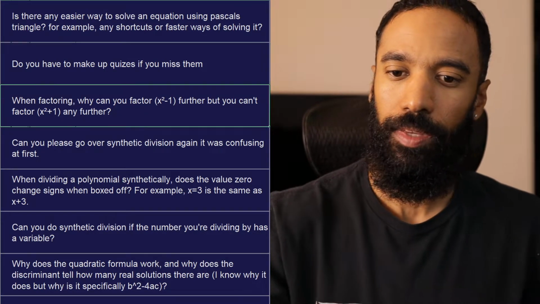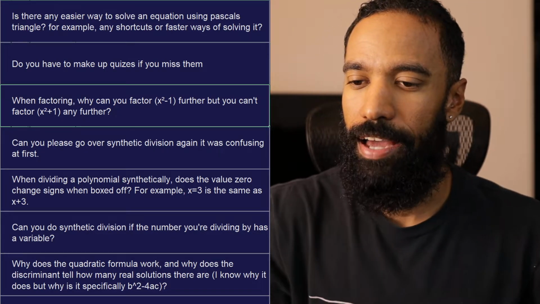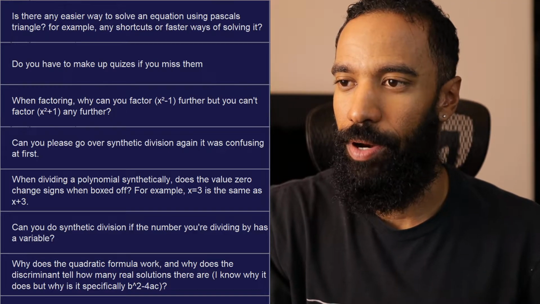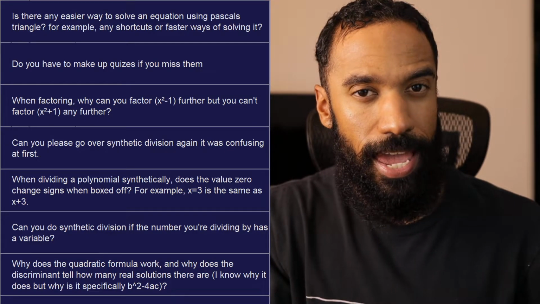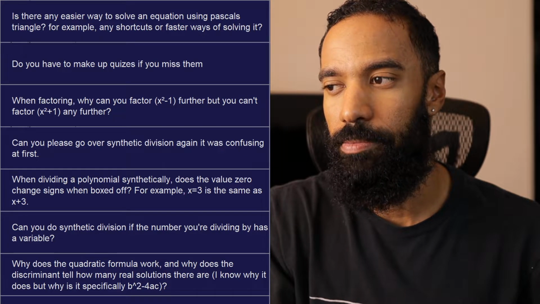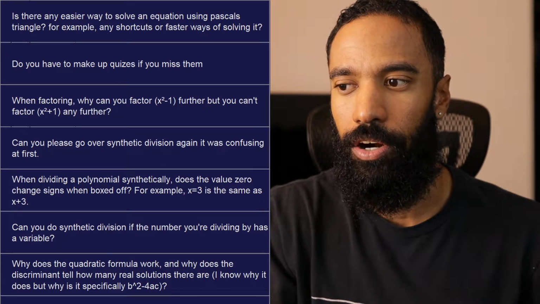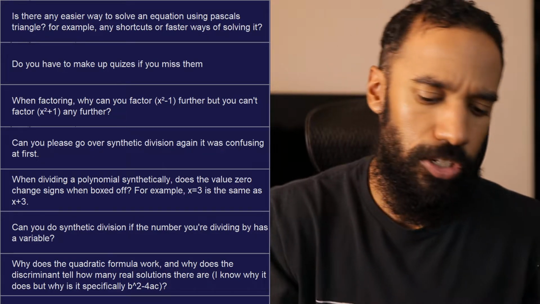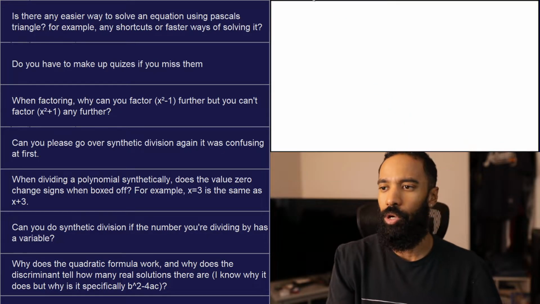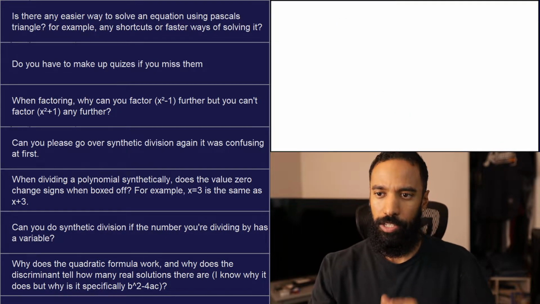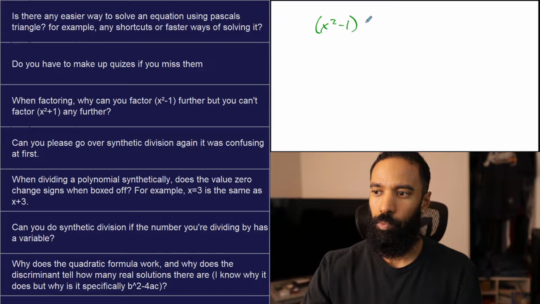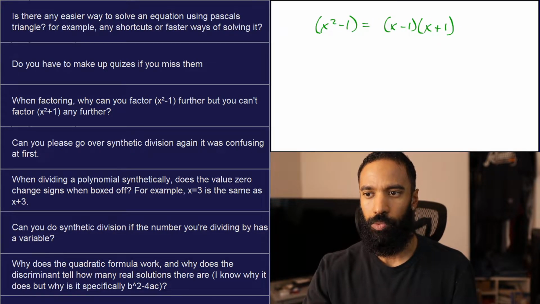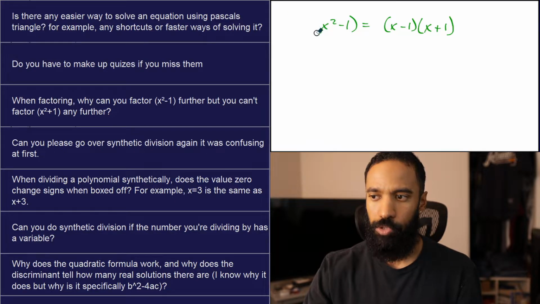Try. When factoring, why can you factor x squared minus 1 further, but you can't factor x squared plus 1 any further? Technically, you can. They just aren't rational. When we say something's not factorable, we're saying that there are no integer values that work with it. So x squared minus 1 factors to x minus 1 times x plus 1, and that's a difference of two squares, right?